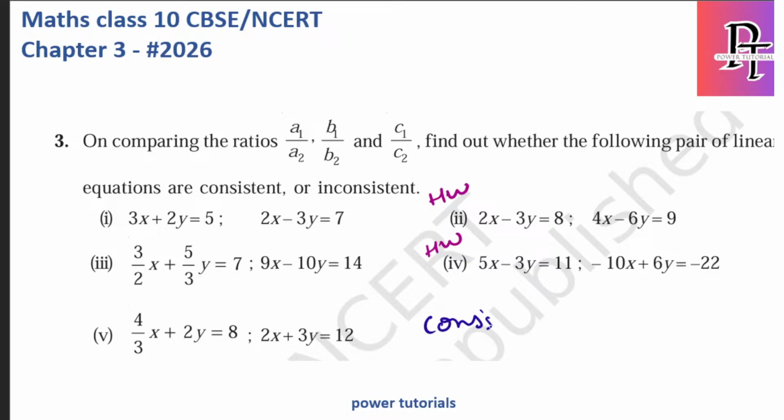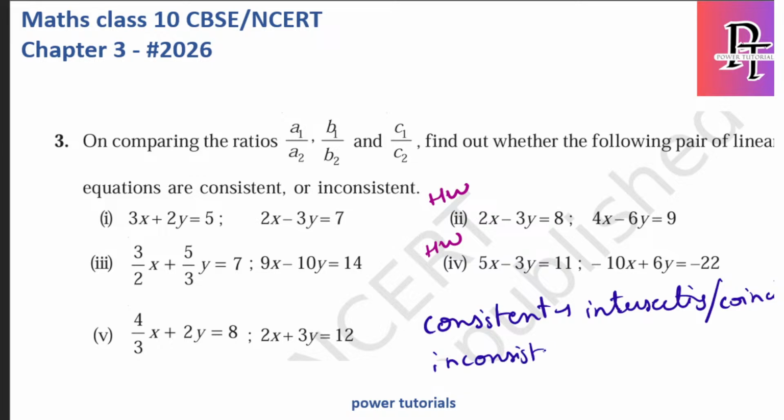Consistent means the ones which are intersecting or coincident, whereas inconsistent are the ones which belong to parallel lines. Okay, so let's solve one by one. I will solve.